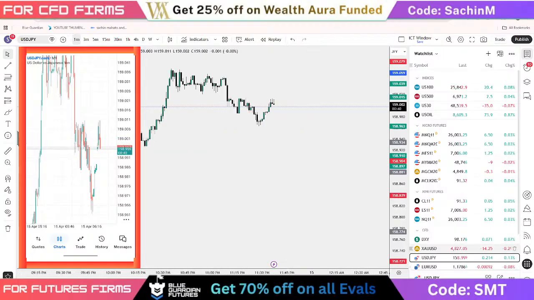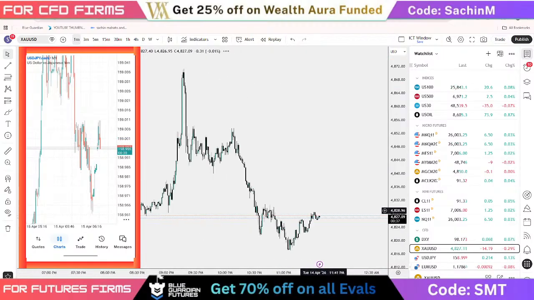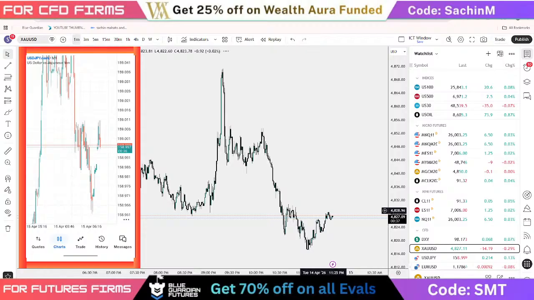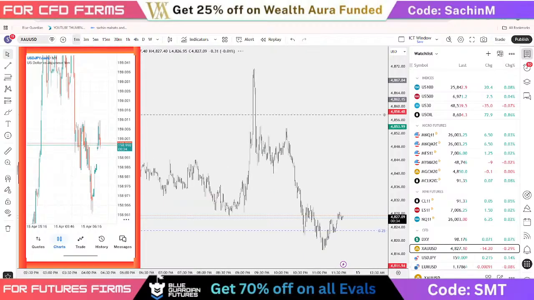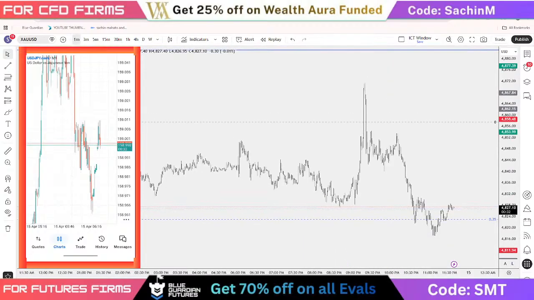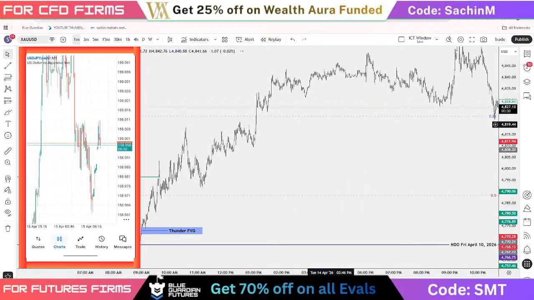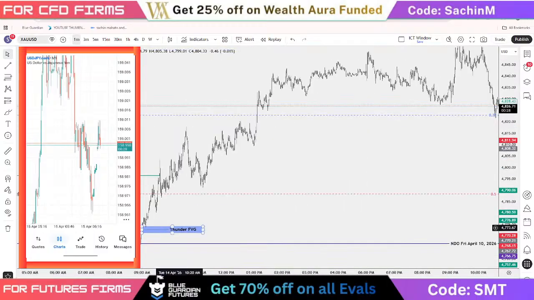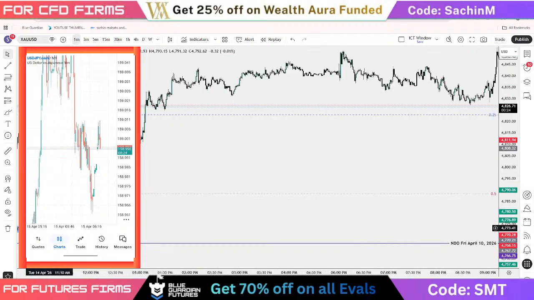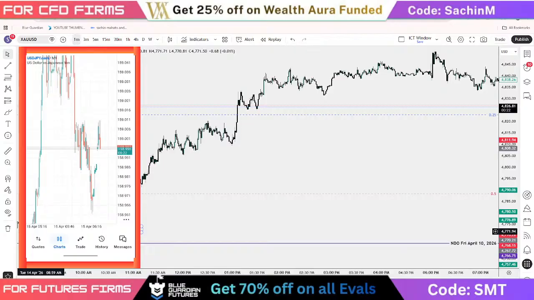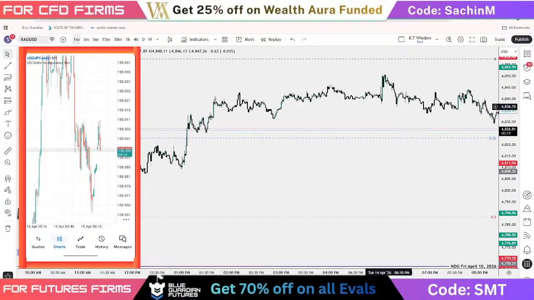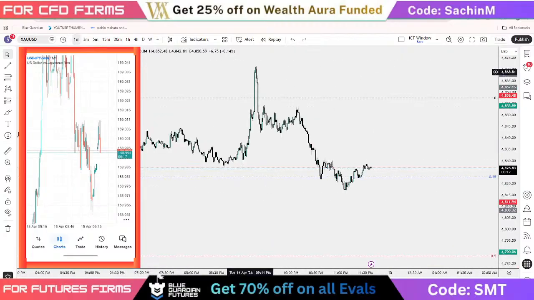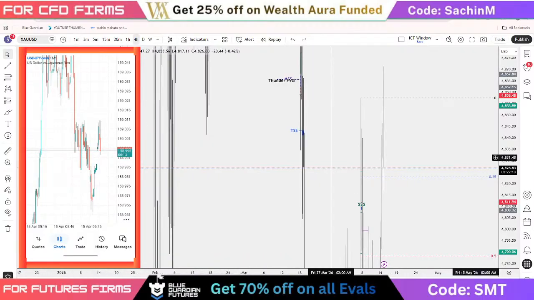And we will be trading gold. Actually, we will not be trading gold, but I want to show you something in the gold. Can you see this Thunder FVG? The market just slammed here on my Thunder FVG, then went all the way to making new highs, and now it is coming back. Let's go to the 4 hour time frame.